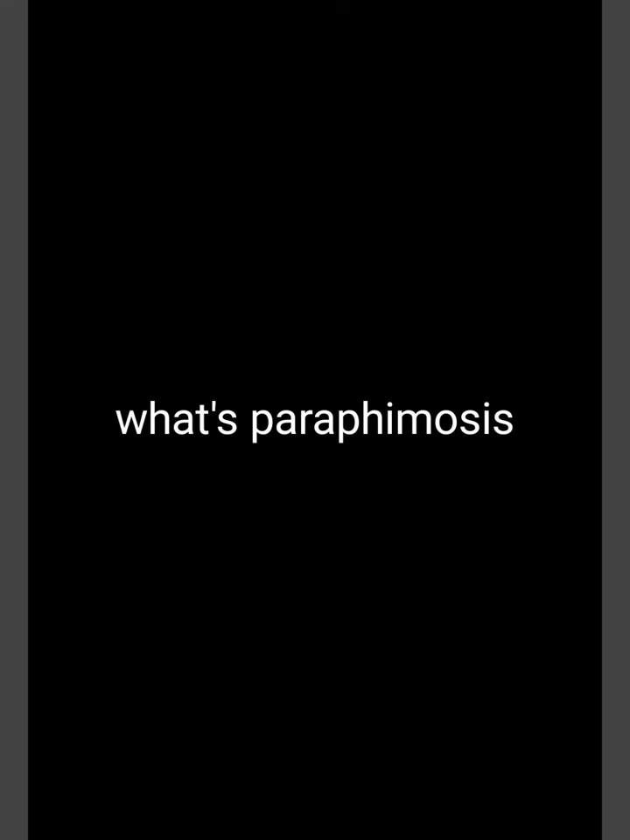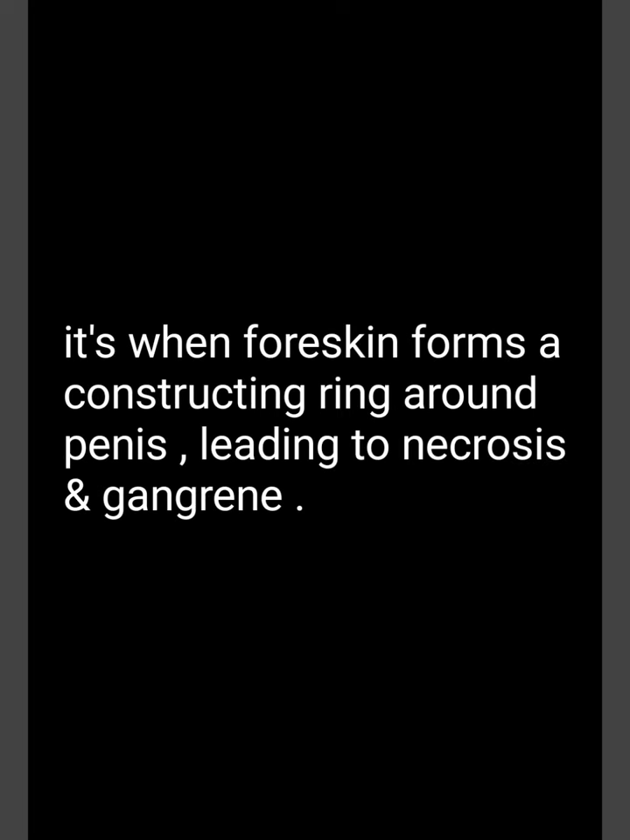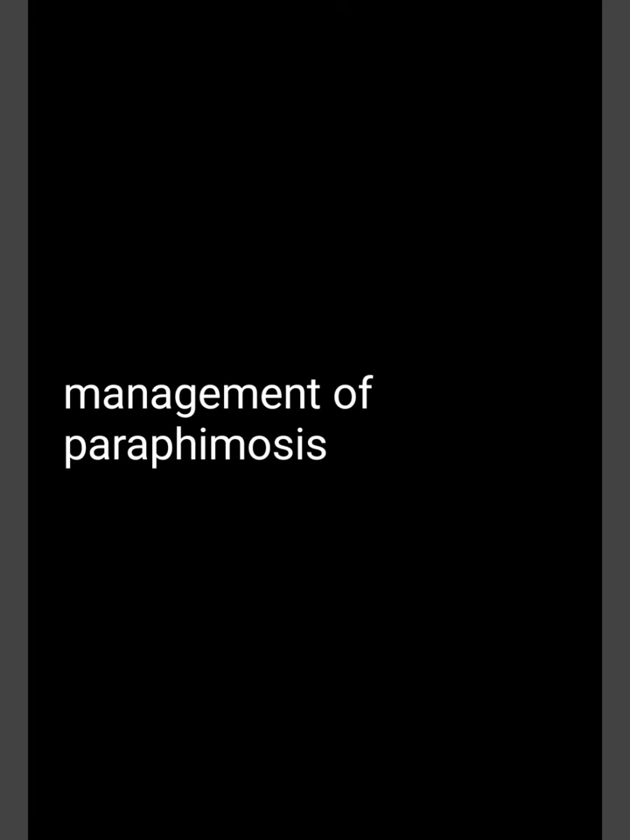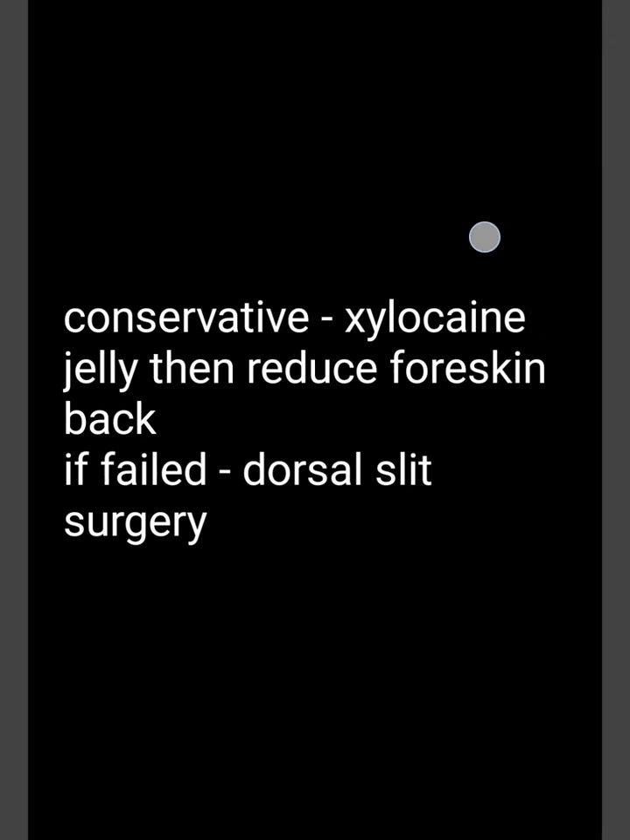What's paraphimosis? It's when foreskin forms a constricting ring around penis, leading to necrosis and gangrene. Management of paraphimosis. Conservative: xylocaine jelly then reduce foreskin back. If failed, dorsal slit surgery.